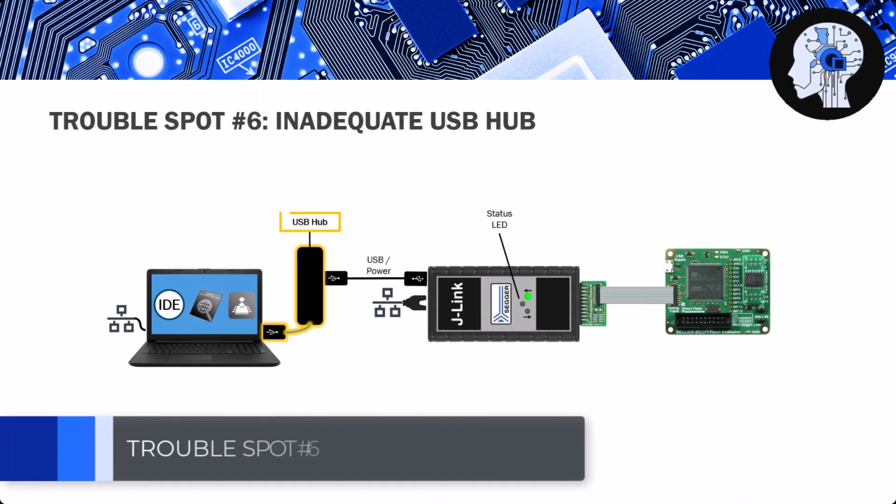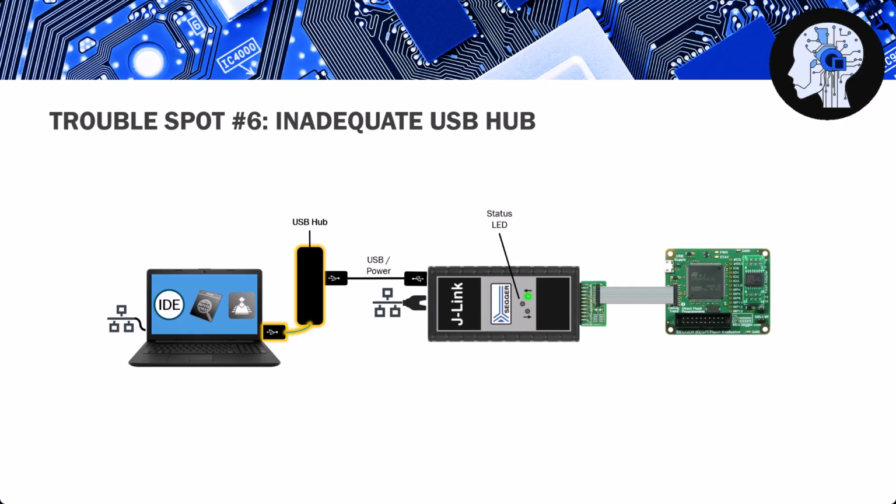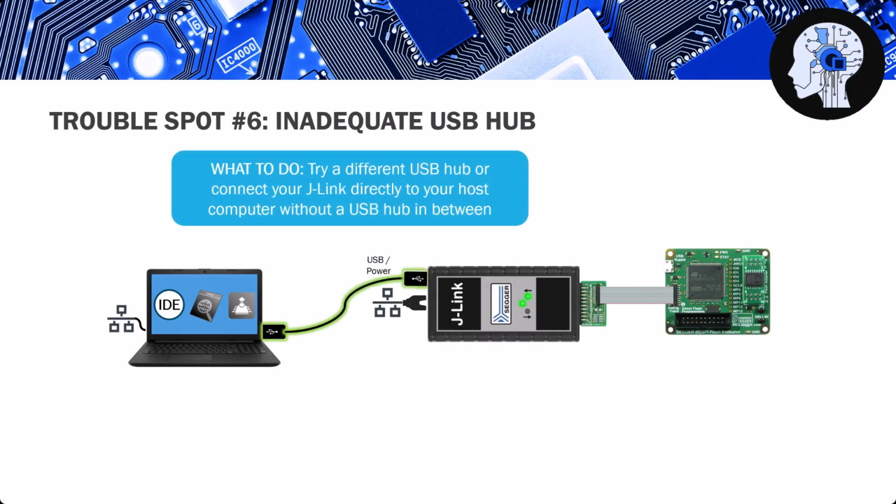Not all USB hubs are created equal. Some USB hubs can cause J-Link enumeration issues, usually indicated by a rapidly blinking status LED on the J-Link. Try using a different USB hub, or, better yet, skip the USB hub altogether and connect your J-Link directly to your host computer without going through a USB hub.